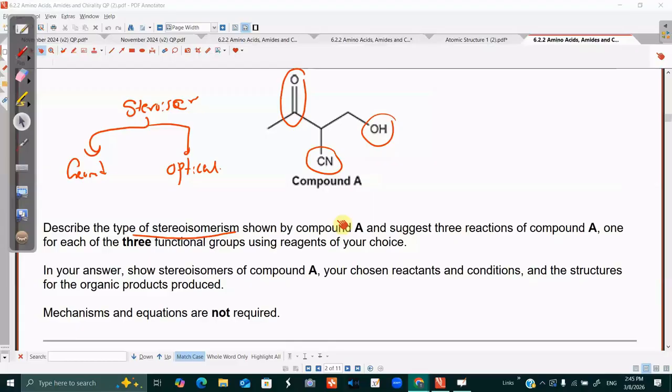Sorry, I just said my whole answer. Did you figure it out, is it a geometric or optical isomer? I said it was an optical isomer, and there were two optical isomers because there's one chiral center. Very good. That's a chiral carbon. Where do you find the chiral carbon? It's the third carbon along that's bonded to the hydrogen, the carbonyl group, the nitrile group, and then the Cl.